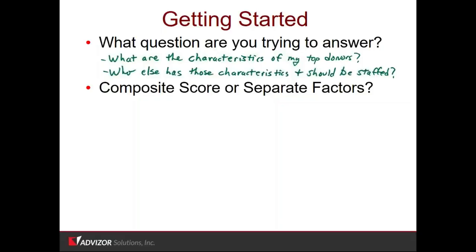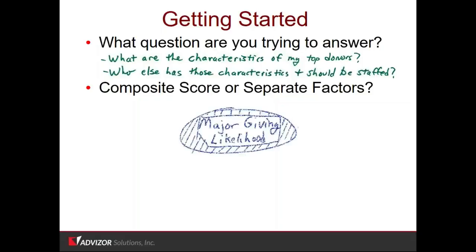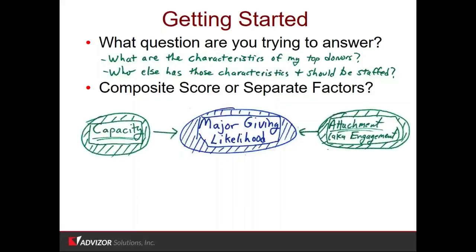So next question is, what do you want? A composite score or separate factors? Let's take a look at that. Often, the answer to that question will come in something called a major giving likelihood number. And there's a variety of these out there. Sometimes they run from 0 to 1,000. Sometimes they run from 1 to 10, whatever. The problem is there are at least two factors that make that up, and they're independent factors.